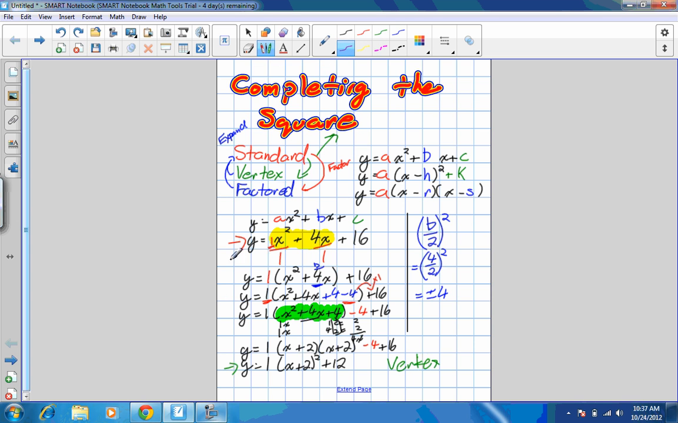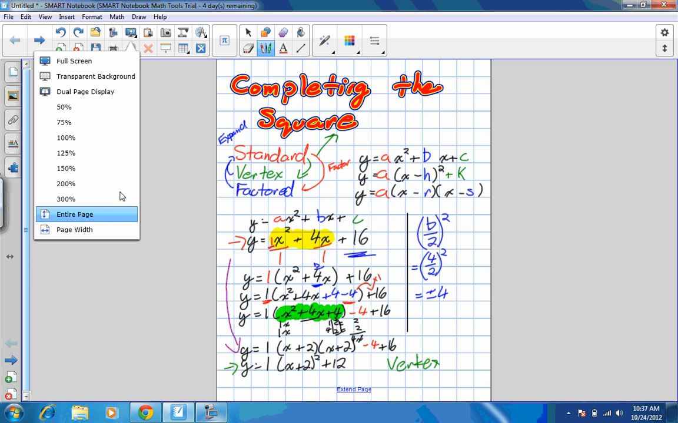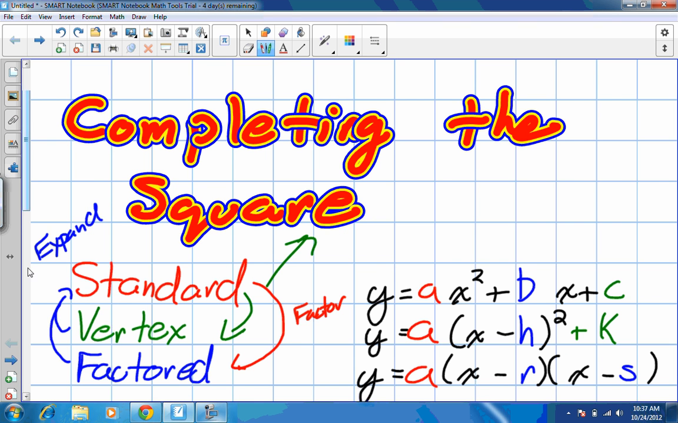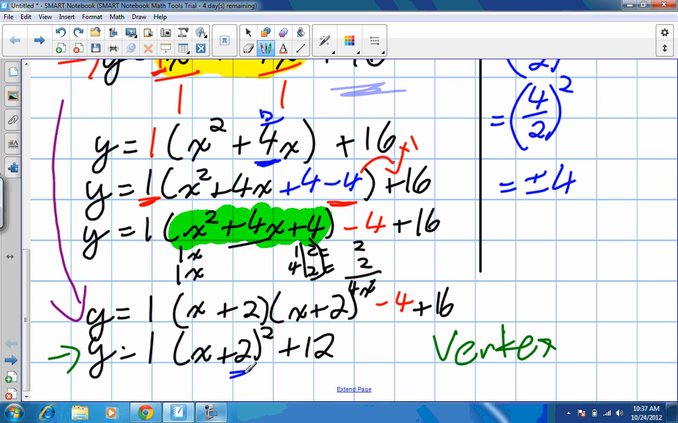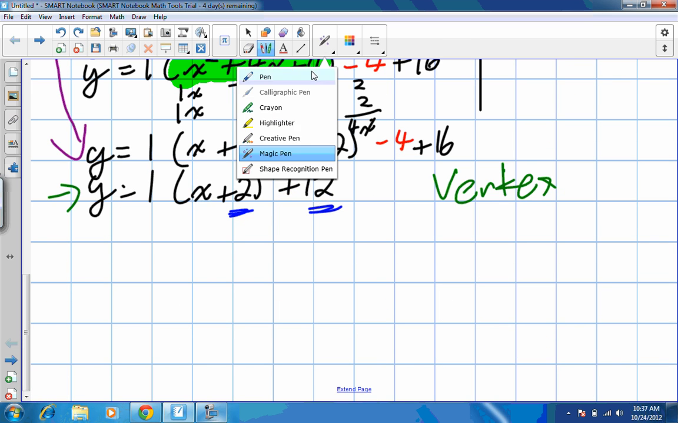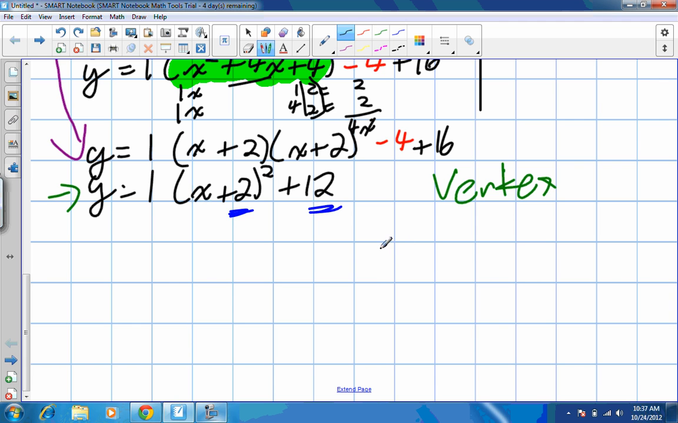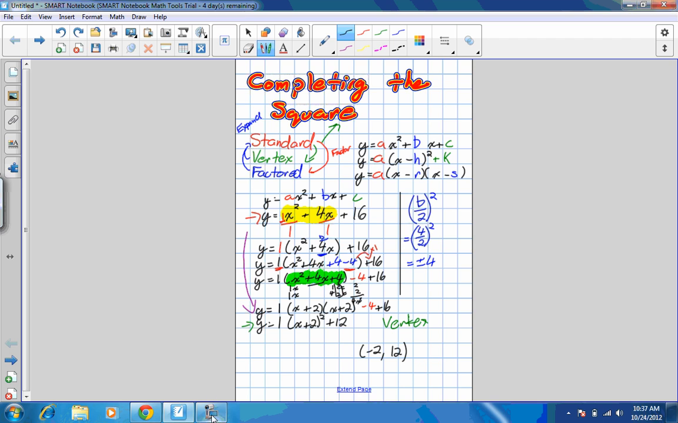I'm going to gather some information. So, in standard form, the only thing we could really tell was that our y-intercept was going to be 16. We know that the c-value is our y-intercept. Let's zoom in so we can read this. Our vertex form. What is our vertex here now? Negative 2 and positive 12. That's what completing the square allowed us to do. We don't have to factor before we do it. Okay.